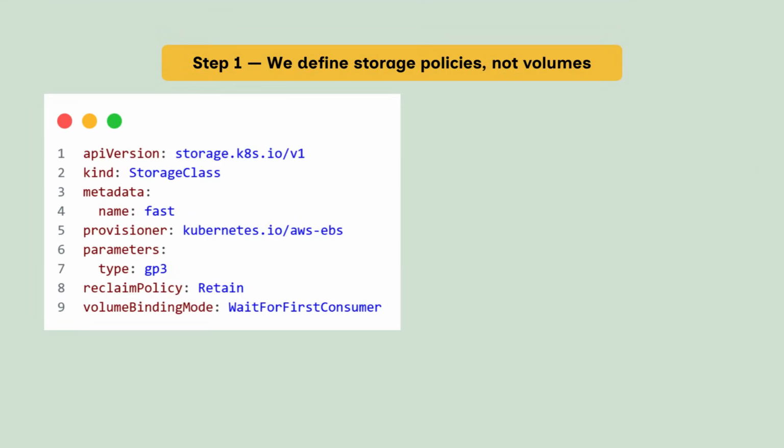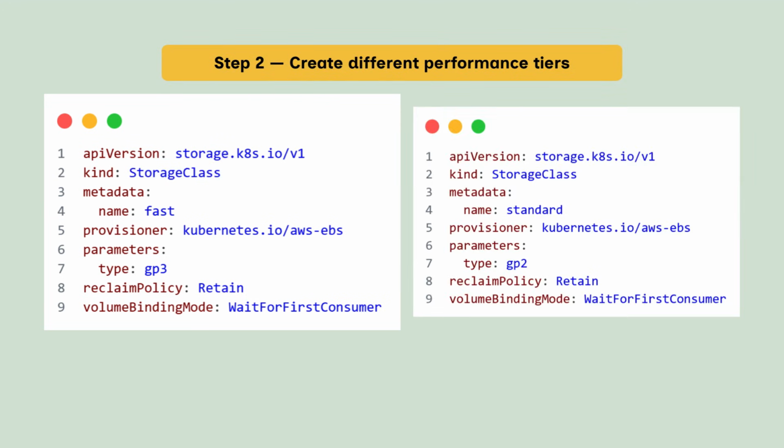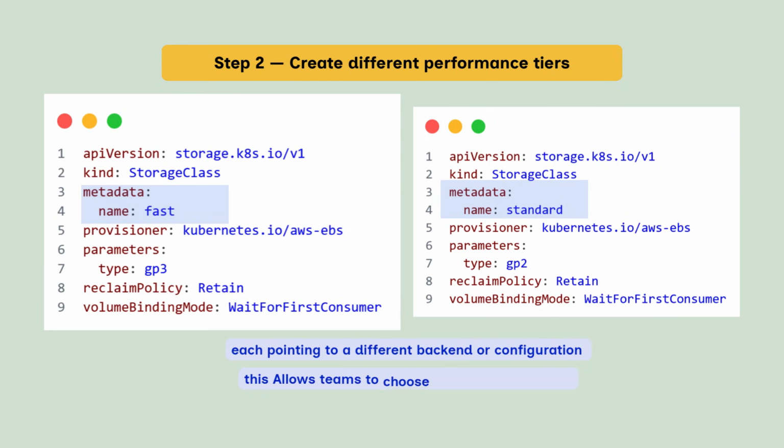First, we define storage policies, not volumes. Admins should not create PersistentVolumes manually every time. So instead of PersistentVolumes, we create StorageClasses. Next, we will create different performance tiers. So we create two StorageClasses, each pointing to a different backend or configuration. This allows teams to choose storage performance.